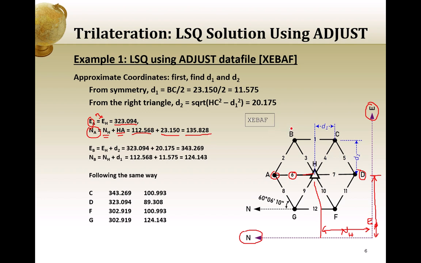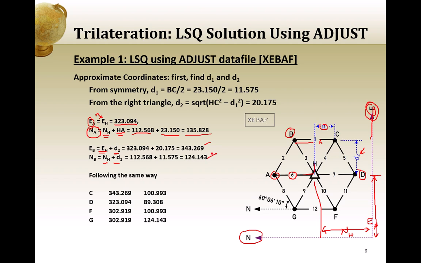Let's go for point B. If this is the E axis, you take the easting of point H and add to it the distance from here to here, which is D2. So the easting of point B is equal to the easting of point H plus the distance D2, and these are the numbers. For the northing, the difference between H and B is this distance, which is D1. So take the northing of point H, add to it the distance D1, and you will get the northing of point B. These are the numbers.